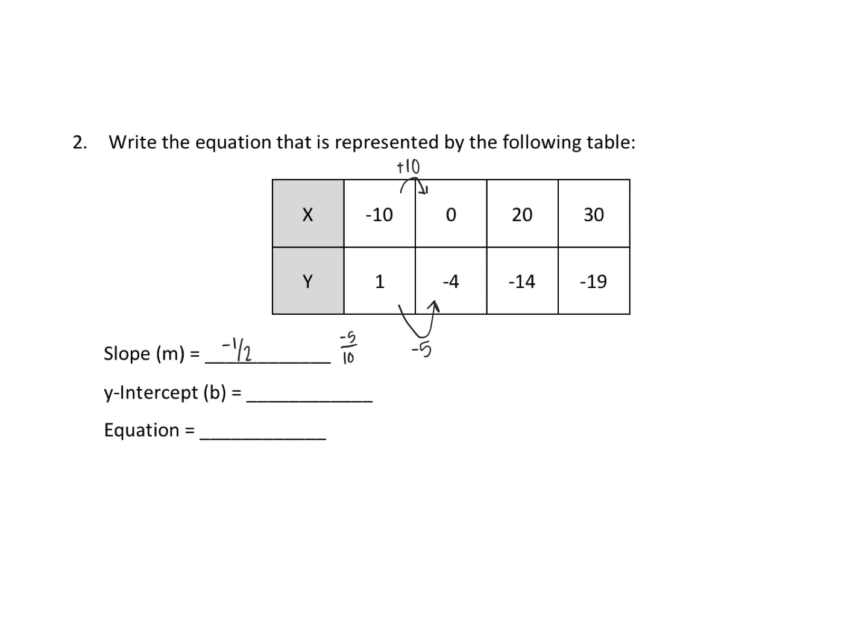And then my y-intercept is the y value when x is 0, which is provided to us in this table. So I know my y-intercept's -4. So my equation will be y equals -1/2 times x minus 4.